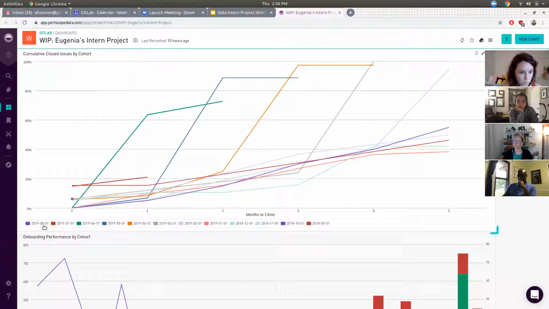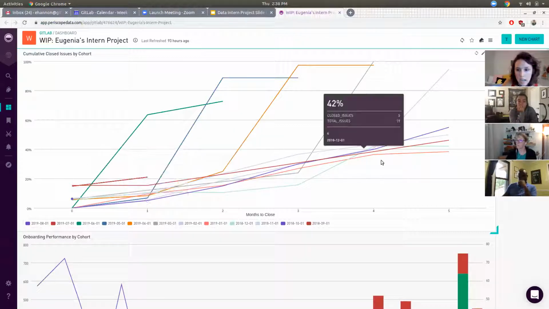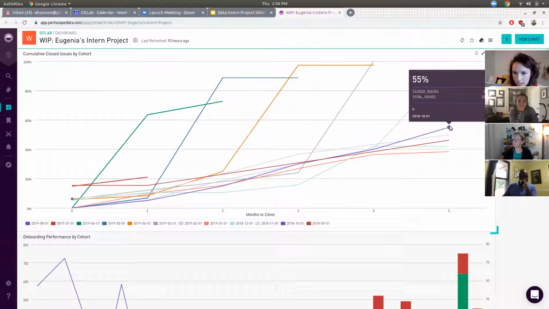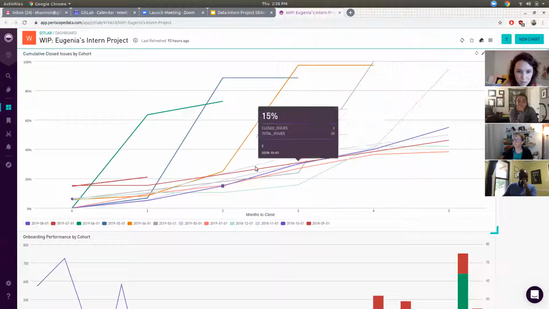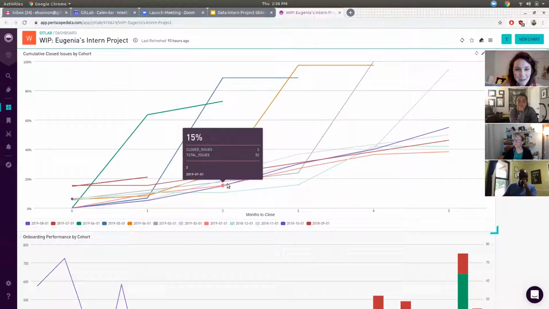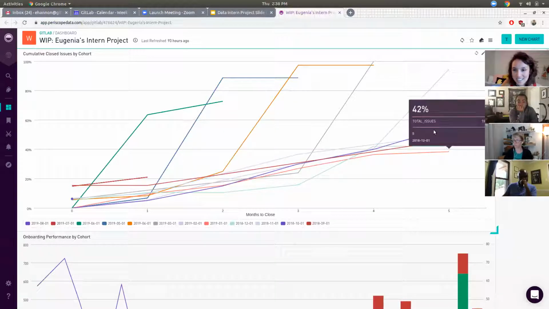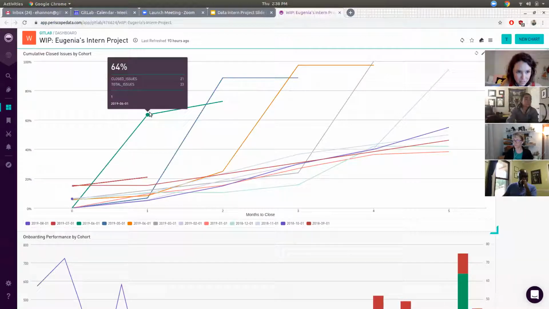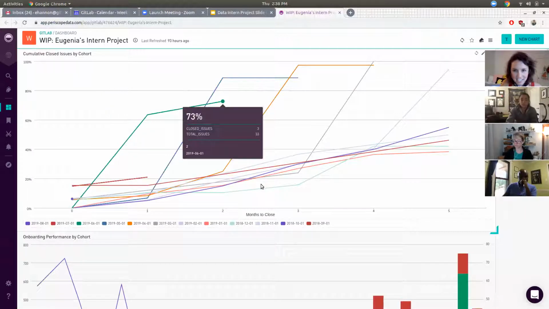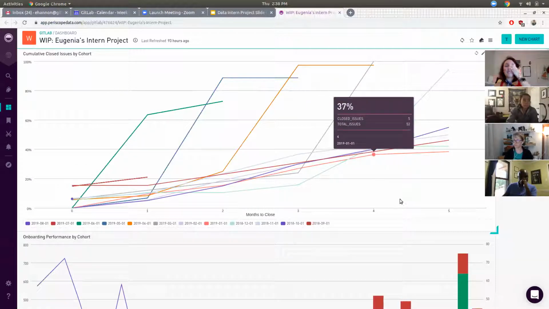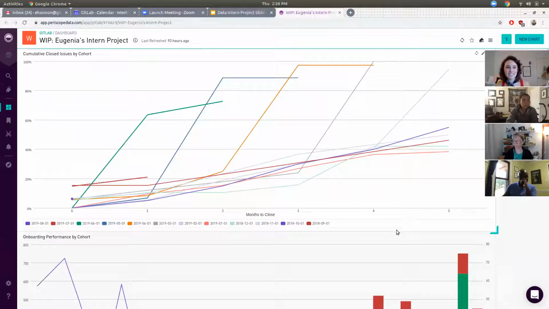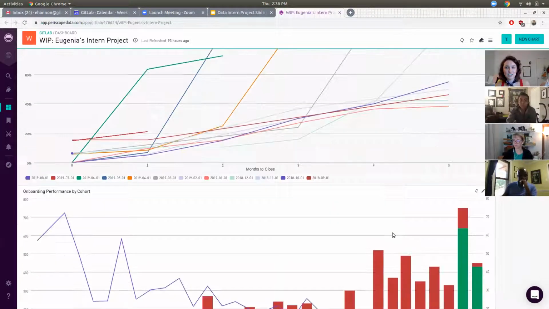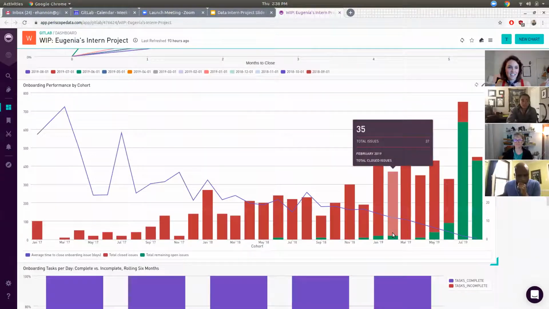And so the most recent cohort is August 2019. And like here, I'm having a hard time reading my own chart. But we are doing better than we were, I think. So, does anyone have any questions? No? Okay.